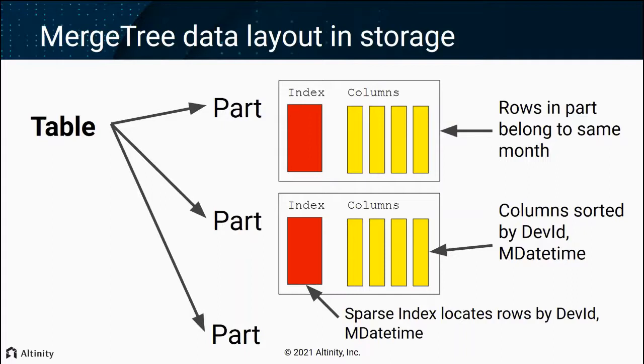So the sort key is also used to construct a small index. We call it sparse because it doesn't have an entry for every single key value. This is not like a B-tree index or something like that. Instead, it's a way of accessing data.